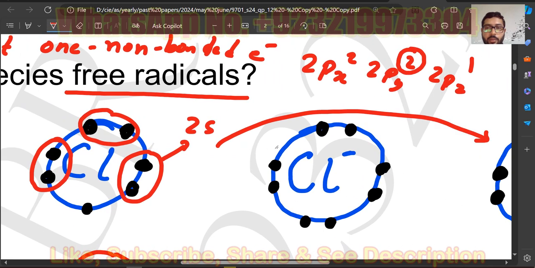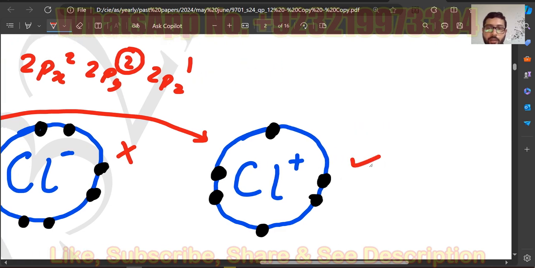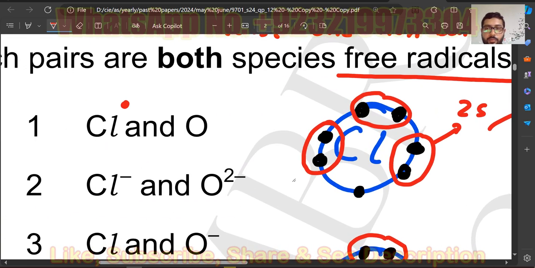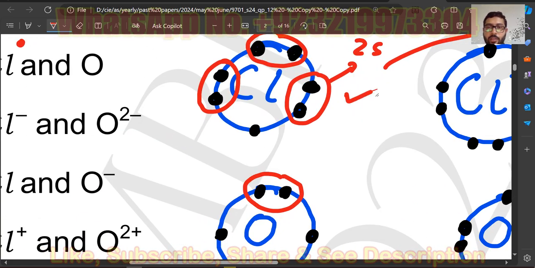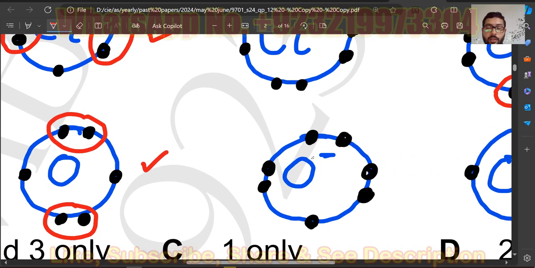I forgot to tell which of these are radicals and which are not. That's not a radical because there is no non-bonding electron. That's a radical because it contains two non-bonding electrons. So yes, that's why it is a radical, and the chlorine atom was also a radical. The oxygen has two non-bonded electrons, that's why it is a radical.